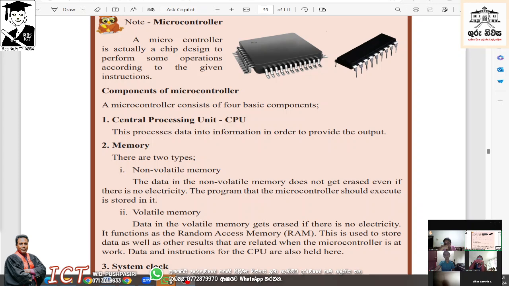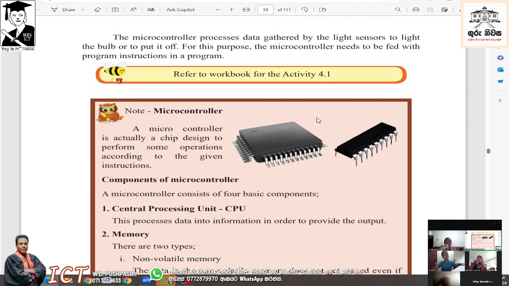When you look at the microcontroller, there are many parts.